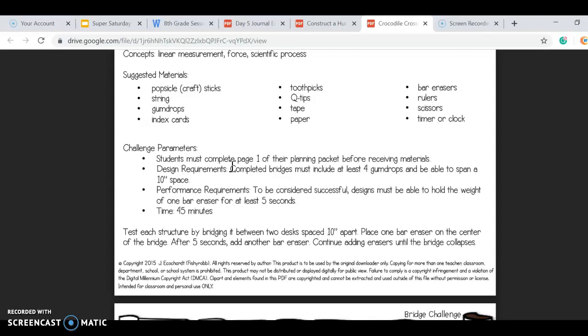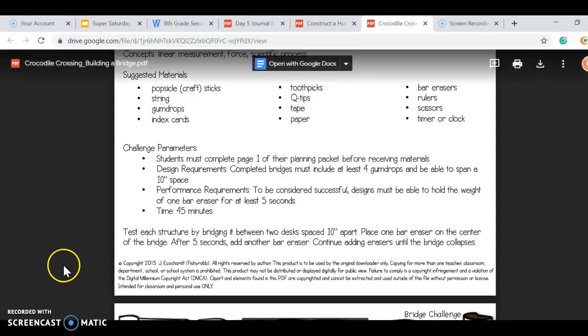The design requirements, they're going to complete: completed bridges must be able to hold at least 4 gumdrops and be able to span a 10-inch space. Performance requirements to be considered successful: designers must be able to hold the weight of 1 bar eraser for at least 5 seconds. And so this challenge should take about 40 to 45 minutes.